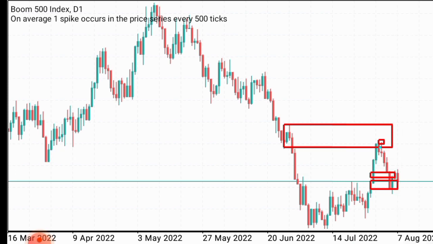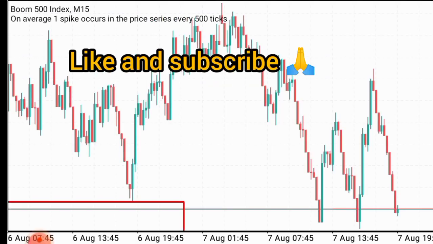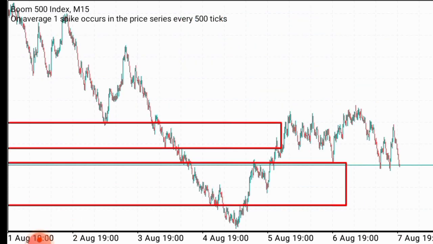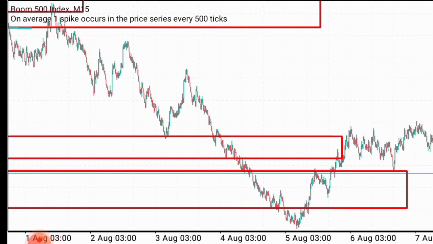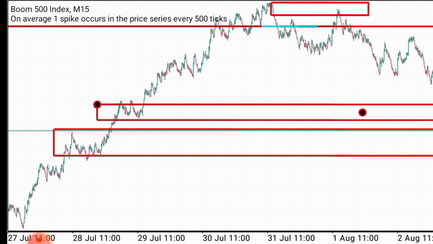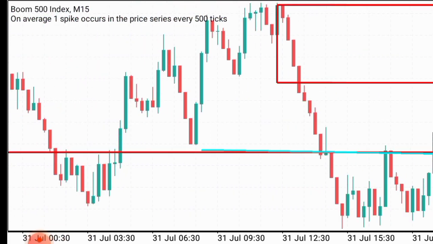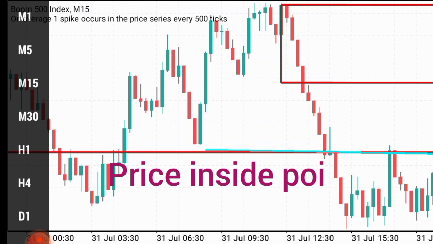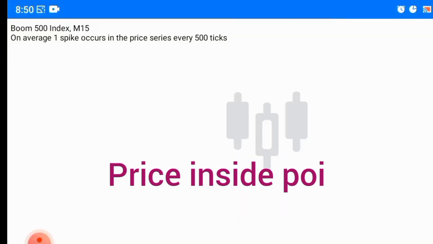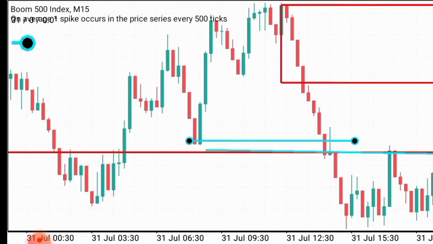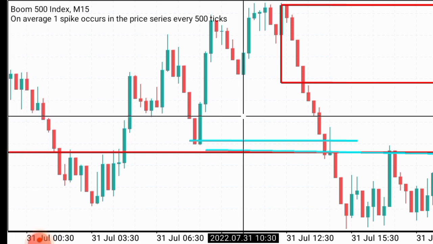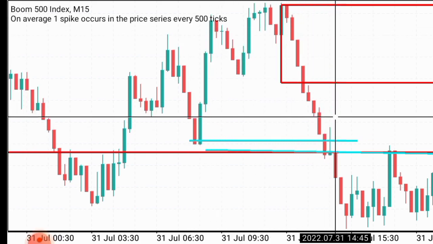So what did we do? When the market pulled into this zone, we went to the M15 time frame. So this is our zone here. We'll mark the last high, and this is the last high. So what do we expect? The market should pull into this last high and continue buying.